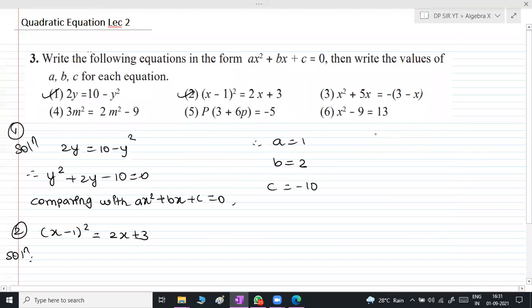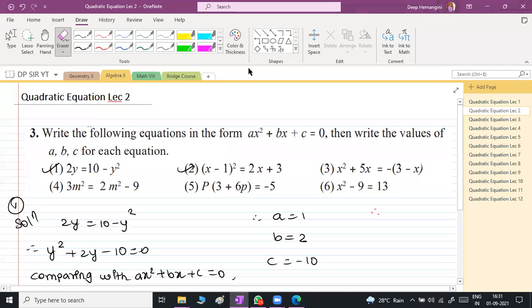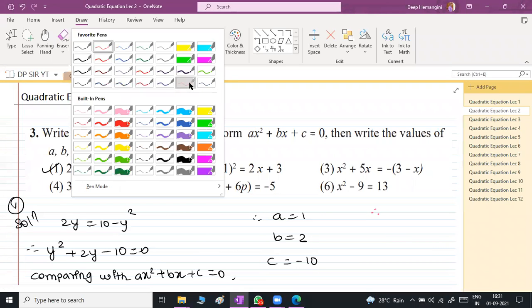I don't know why. So, therefore, a plus b the whole square. This pen is so heavy. Is there any lighter color in this? There is a pink light shade.